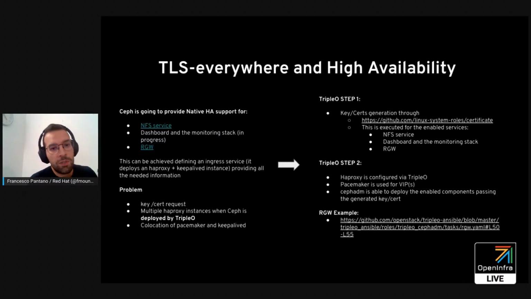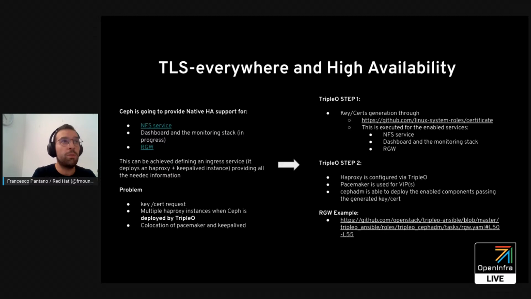So Ceph is going to provide at this point native HA for NFS, for the dashboard, for RGW. You can define an ingress like the Kubernetes way, let's say, and everything can be deployed behind HAProxy and keepalived for the VIPs. But at the moment, we have some challenges we need to solve on the TripleO level, which is basically the key insert generation and request.